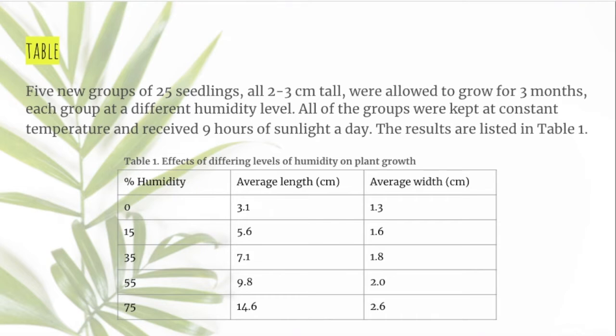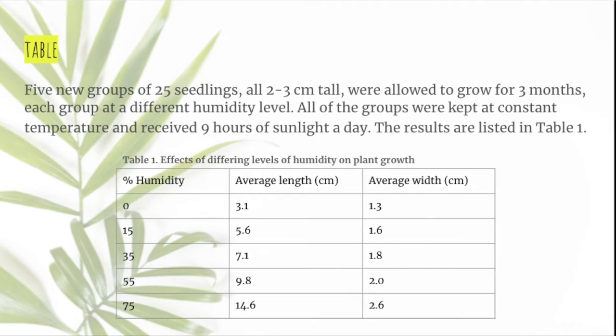Dependent variables are measured and change depending on the independent variable. So plant growth is the dependent variable. It depends on the humidity level in this experiment. From this table, we can also see that plant growth was measured by average length and width.